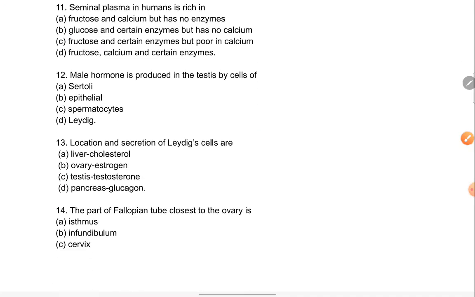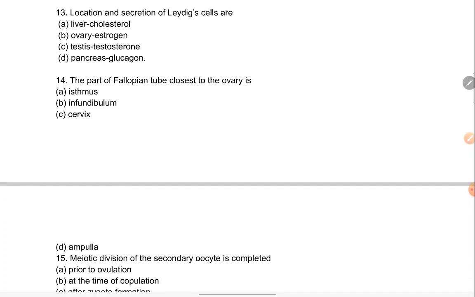Now, next one, question number 13. Location and secretion of Leydig cells. Where are they present? Leydig cells are present in between seminiferous tubules. The seminiferous tubules can be seen where? In the testis. And what is its function? What is its secretion? Its secretion is androgens or male hormones. One such androgen is testosterone. So, location is testis and secretion is testosterone. So, the correct answer is option C. Okay. Yes. Then number 14.